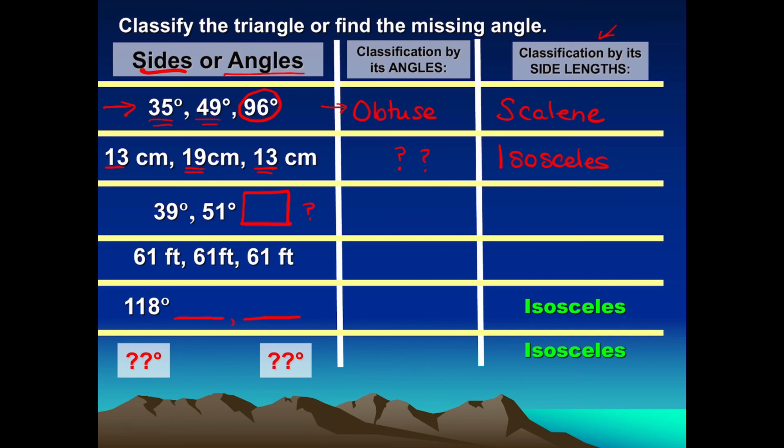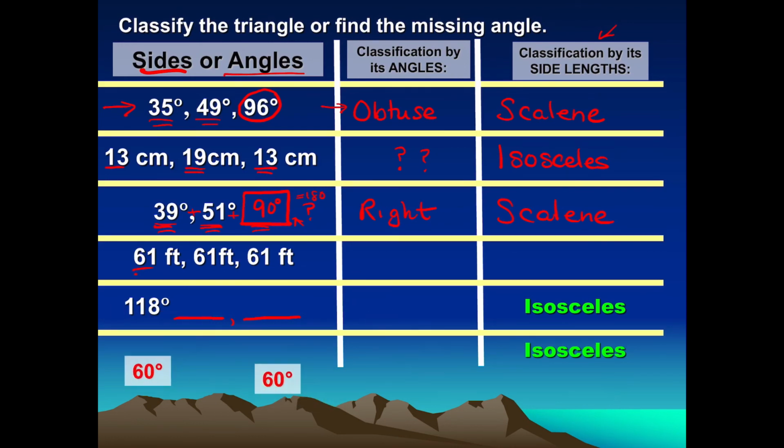Now the third one right here, we have a third angle that's missing. Well, 39 and 51, that makes 90. So that means this has got to be 90 as well, because 39 plus 51 plus 90 equals 180. Now that being 90 degrees, that makes that automatically a right triangle. And then if you notice, all the angles are different, so that means all the side lengths are different. So it's a right scalene triangle.